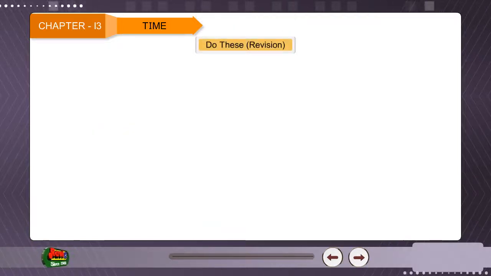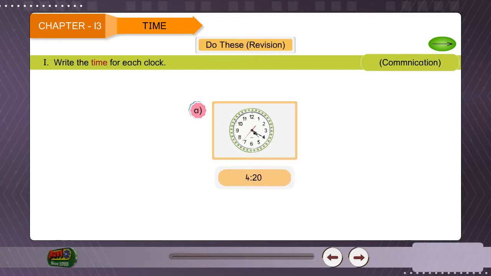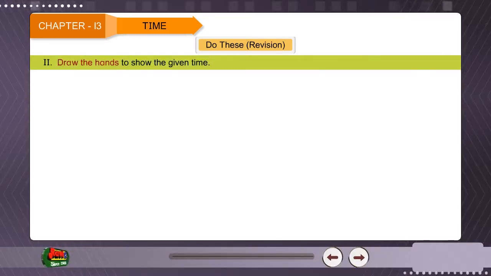Do these. Revision. 1. Write the time for each clock. Communication. 2. Draw the hands to show the given time. Representation.